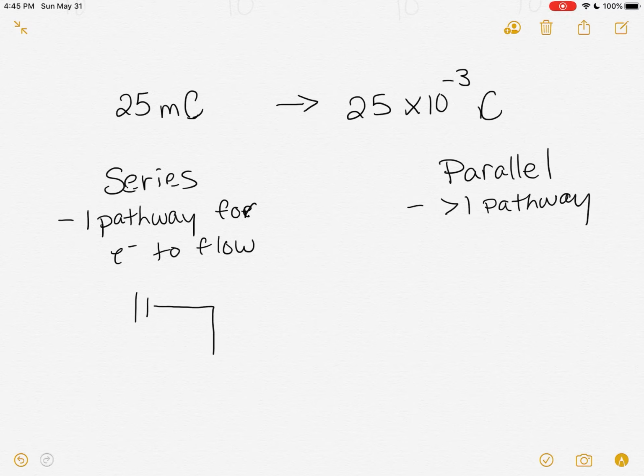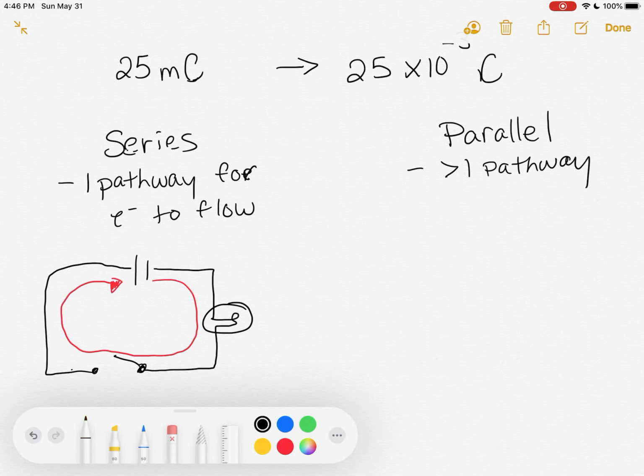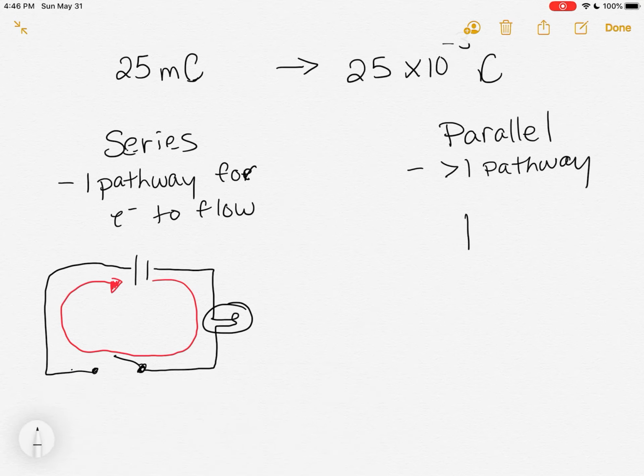Okay, so in a series circuit, we might have our battery. And we're going to put an open switch in here. Then we're going to go back to the battery and we'll have our light bulb in here. Okay, so in a series circuit, we have just one pathway for electrons to flow. So the electrons are able to flow through the circuit, but there's only one pathway for them to come from the battery and then to go back into the battery. There's only that one pathway for them to follow.